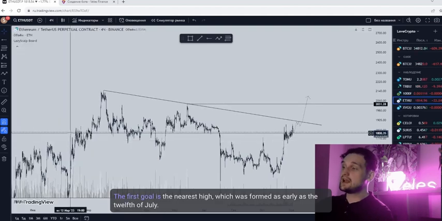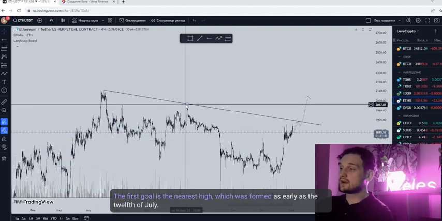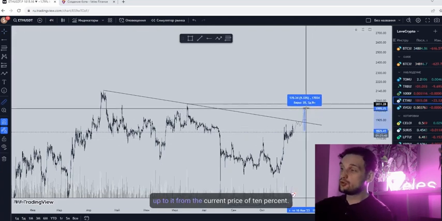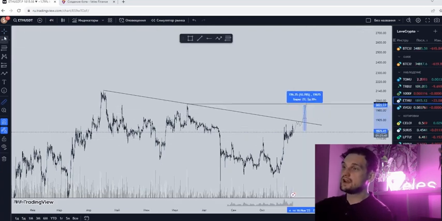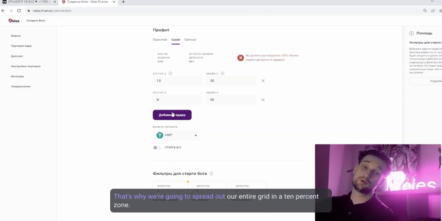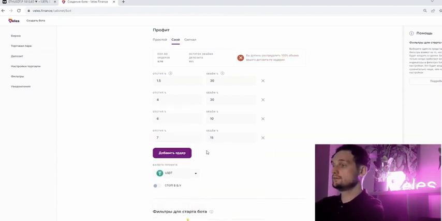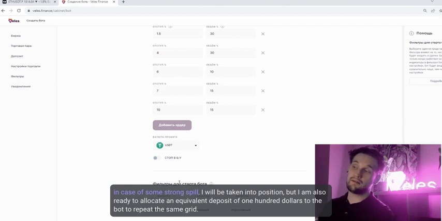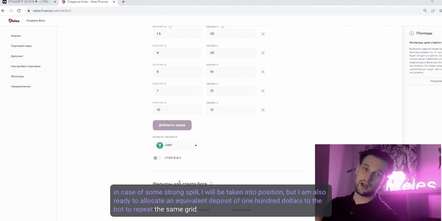The first goal is the nearest high, which was formed as early as the 12th of July. Up to it, from the current price, is 10%. That's why we're going to spread out our entire grid in a 10% zone. In this transaction, I will not set a stop loss. In case of some strong spill, I will be taken into position, but I am also ready to allocate an equivalent deposit of $100 to the bot to repeat the same grid.